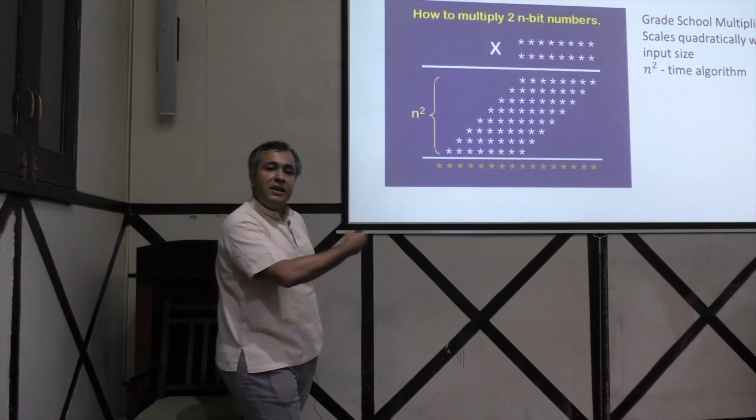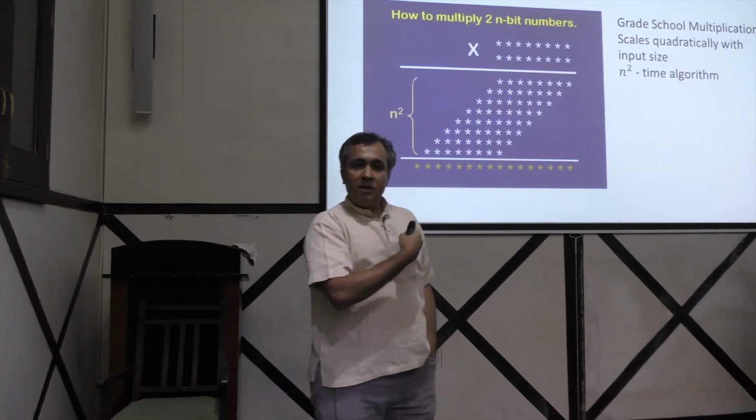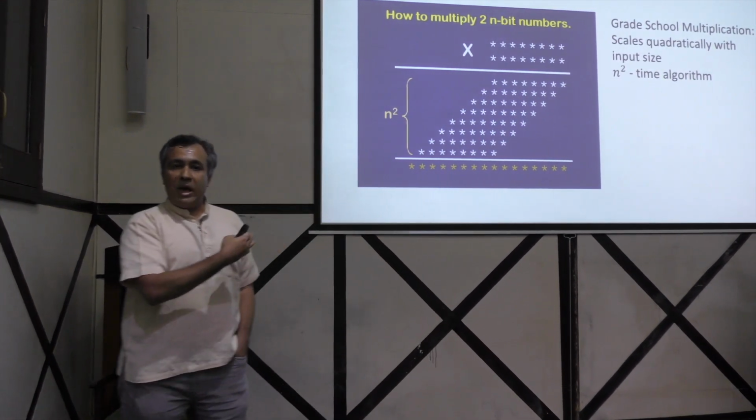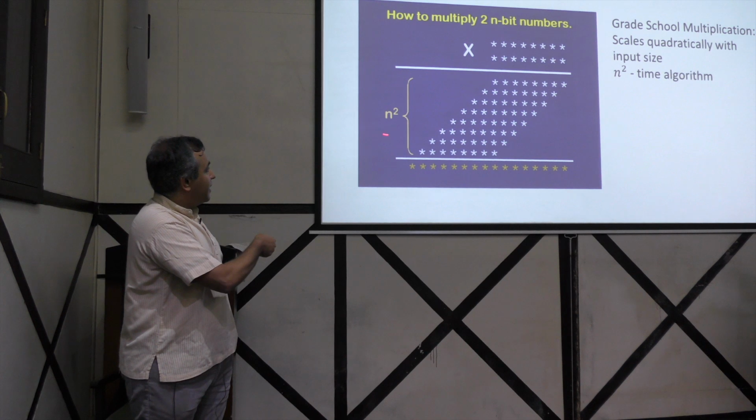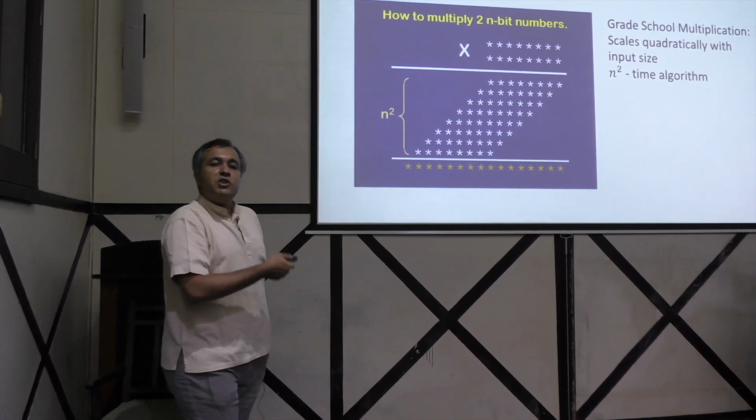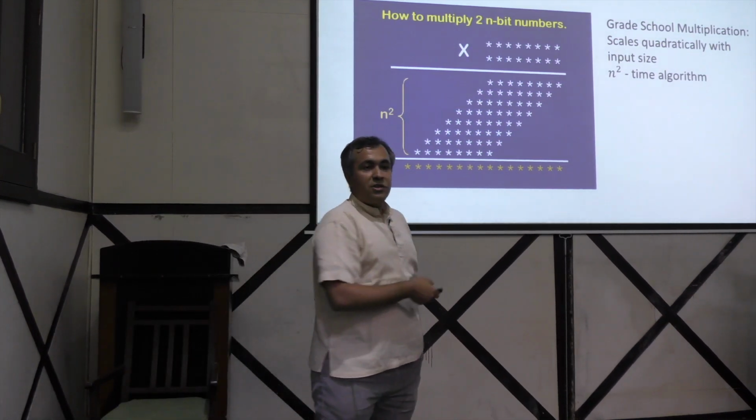The addition algorithm scaled linearly. If you had n digits, the time taken was proportional to n, whereas for multiplication with n digits, it's actually n squared. In that sense, multiplication is a little harder than addition.